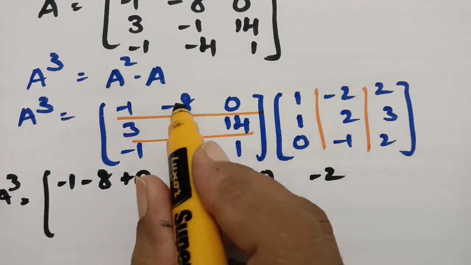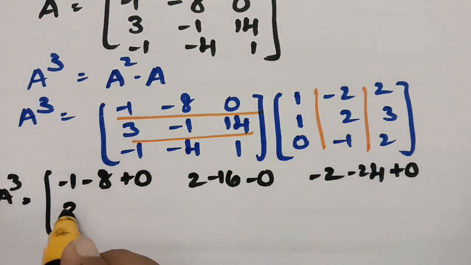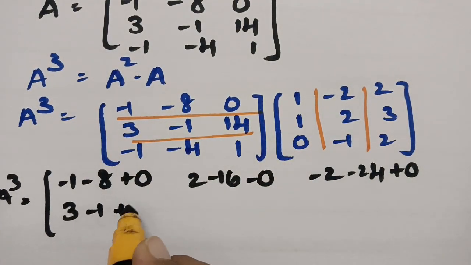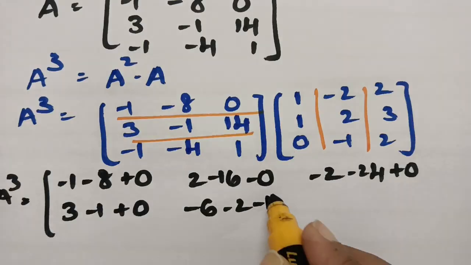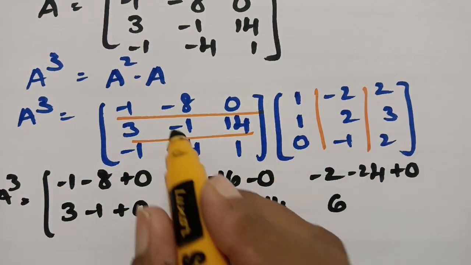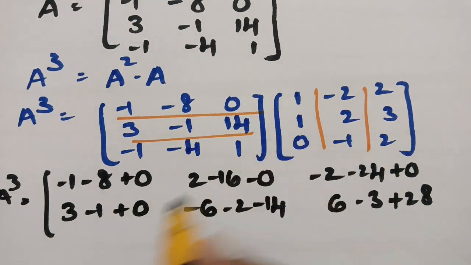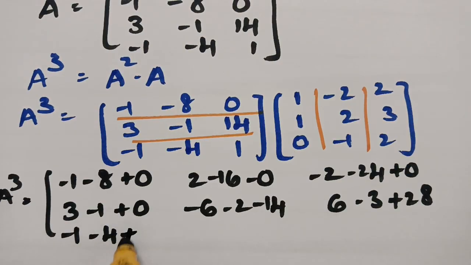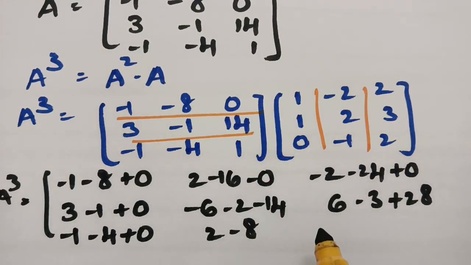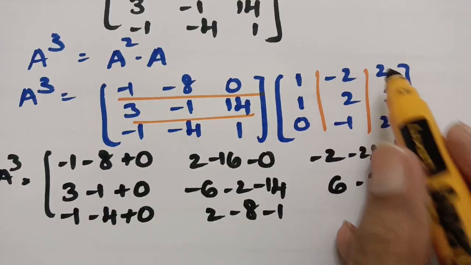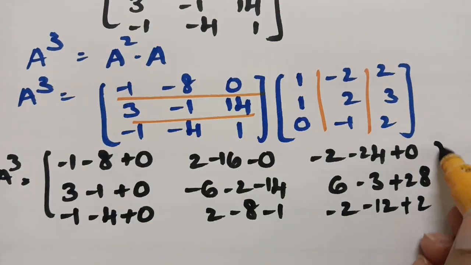So this is minus 2 and this value is minus 24 and this value is 0. So this is 3 ones are 3 and this is minus 1 and this value is plus 0. So this is minus 6, this is minus 2 and this value is minus 14. So this value is a 6 and this value is minus 3 and this value is plus 28. So this value is minus 1, this is minus 4 plus 0. So this value is 2 and this value is minus 8 and this value is minus 1. So if you see, this is minus 2 and this value is minus 12 and this value is plus 2. Clear?